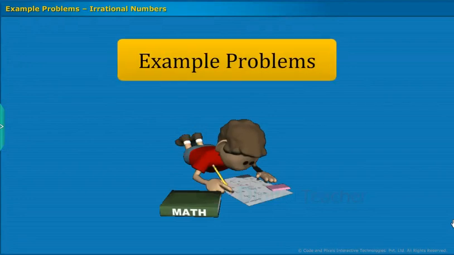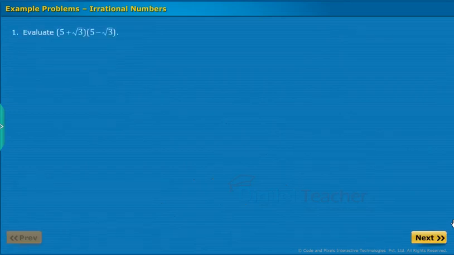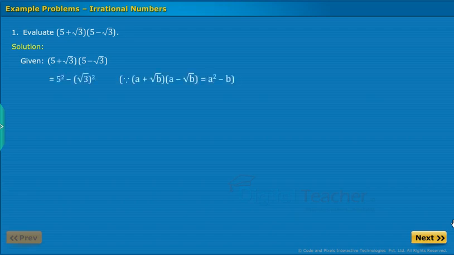Let us solve some example problems using the properties of irrational numbers. Evaluate 5 plus root 3 into 5 minus root 3. Solution: given. As it is of the form a plus root b into a minus root b, it can be written as a square minus b. By further solving, we get 5 square minus root 3 whole square, that is equal to 25 minus 3, which in turn is equal to 22.